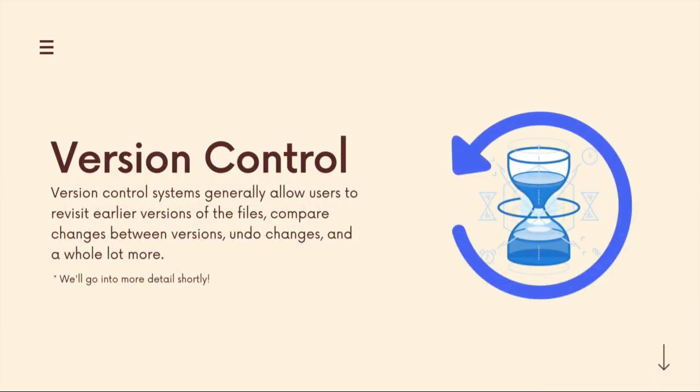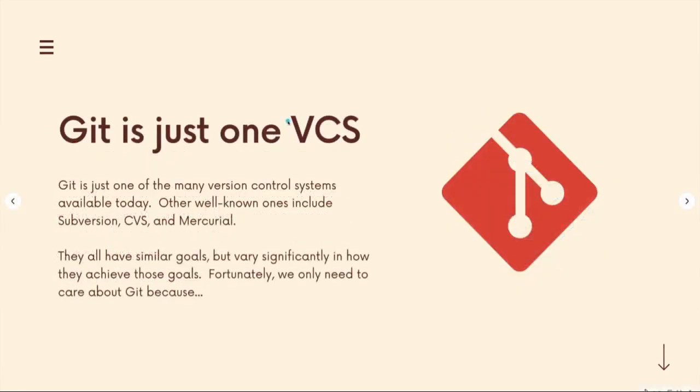In general, most version control systems allow things like revisiting earlier versions of files, comparing changes made between different versions and different files, undoing changes, sharing changes with other people. Git does this and more. We're going to go into this in just a little bit, but that's a general intro to this concept of version control. And to be clear, Git is just one of many version control options out there.